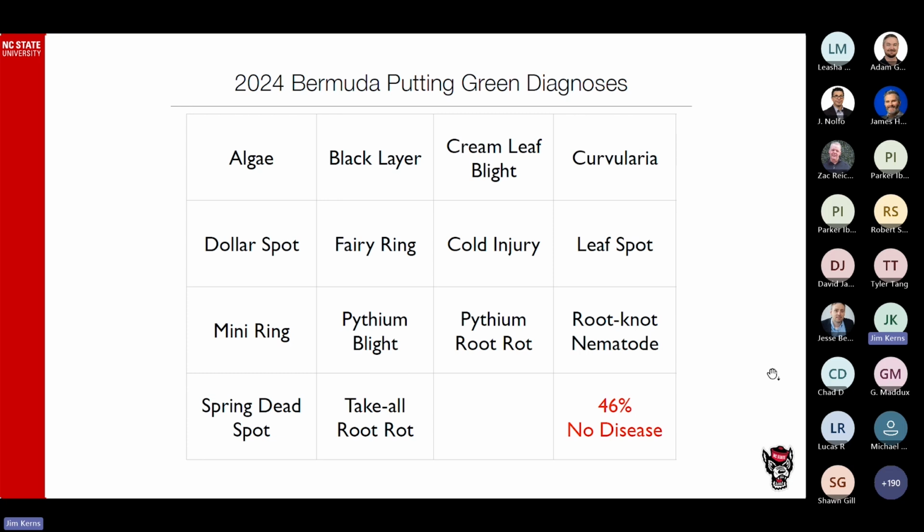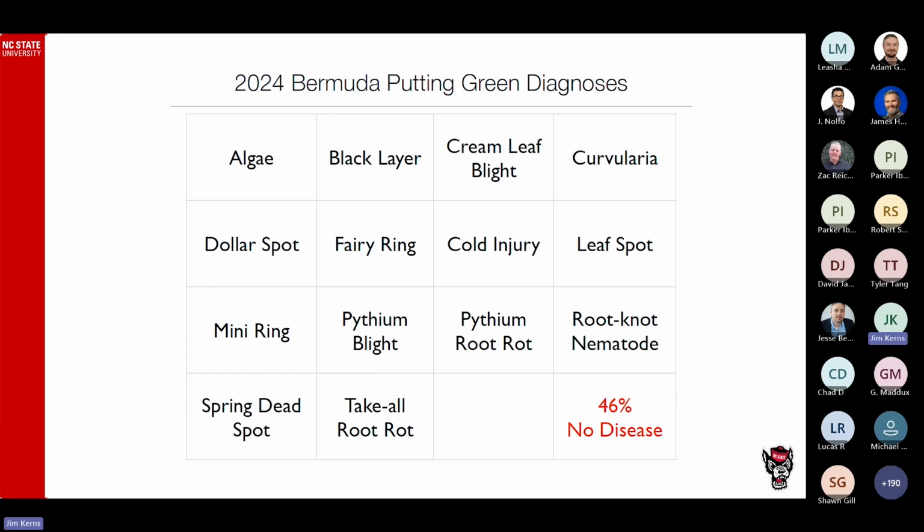Bermuda grass, okay? Notice very similar trends, right? Fairy ring, Pythium root rot, root knot nematode, spring dead spot, take-all root rot, okay? Mini ring, all affecting below ground tissue, right? Whether that's the roots. I'm not convinced that ultra dwarfs really have roots per se, but affecting the stolons and nodes, right, where those roots do come out of, critically important to protect.